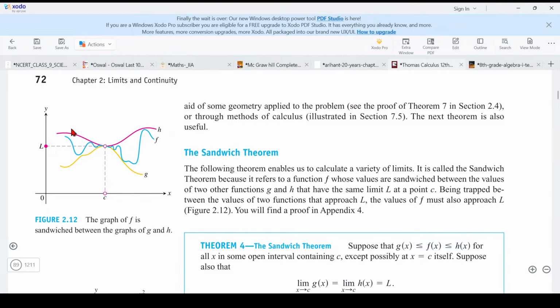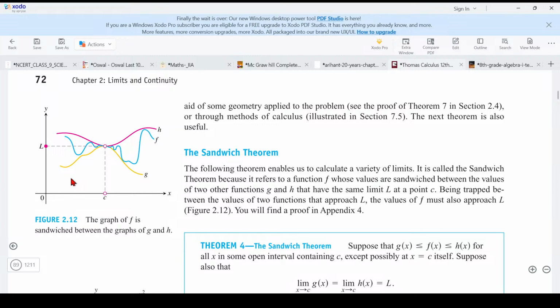Agreed? There's a function where we don't know whether h of c is L, but we know the limit as x tends to c for h is actually L. So basically, h is approaching L, g is also approaching L. Now, if we put some function f which always lies between h and g, then obviously this f also should approach L at c. That is the sandwich theorem. Basically, we are sandwiching this function between these two functions. Understood? Quite simplistic.